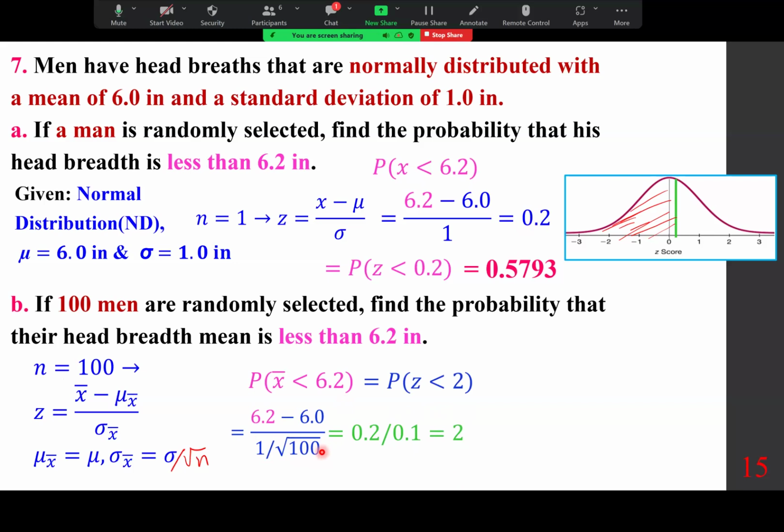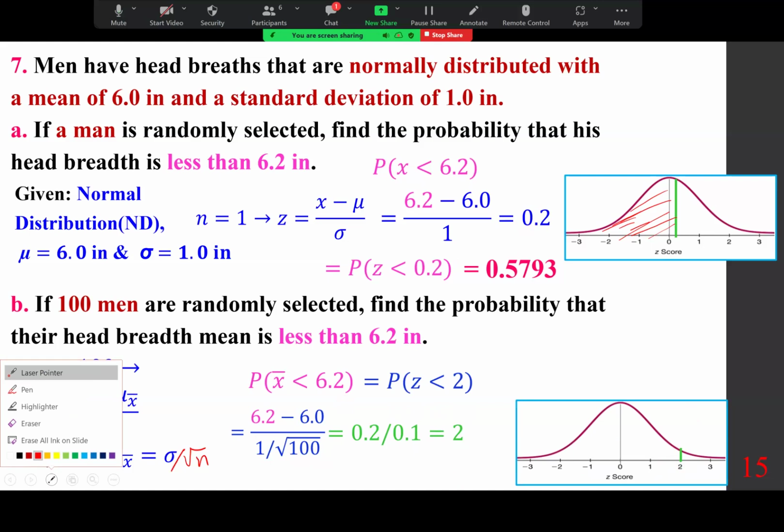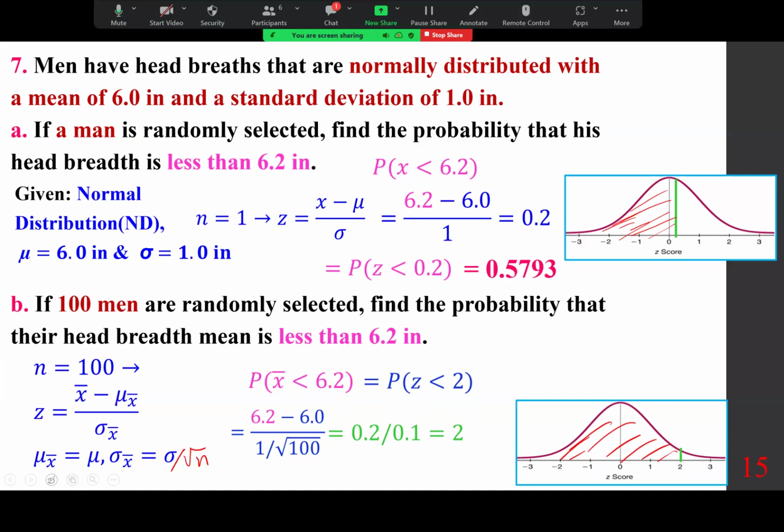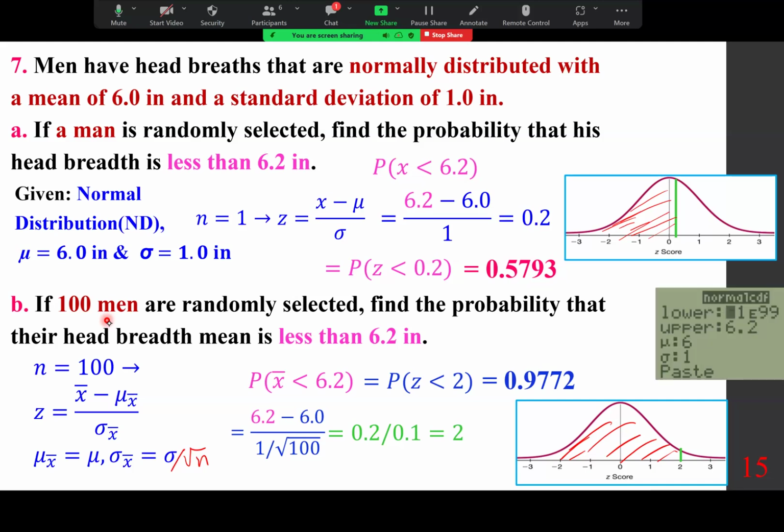So probability of z less than 2. You locate the 2 here, and we want this area. From the table, we read 0.9772, which is a lot higher than the number here, because you're dealing with 100 men. So it gets closer and closer to the actual mean that is expected. And so with that being the case, let's look at the technology.